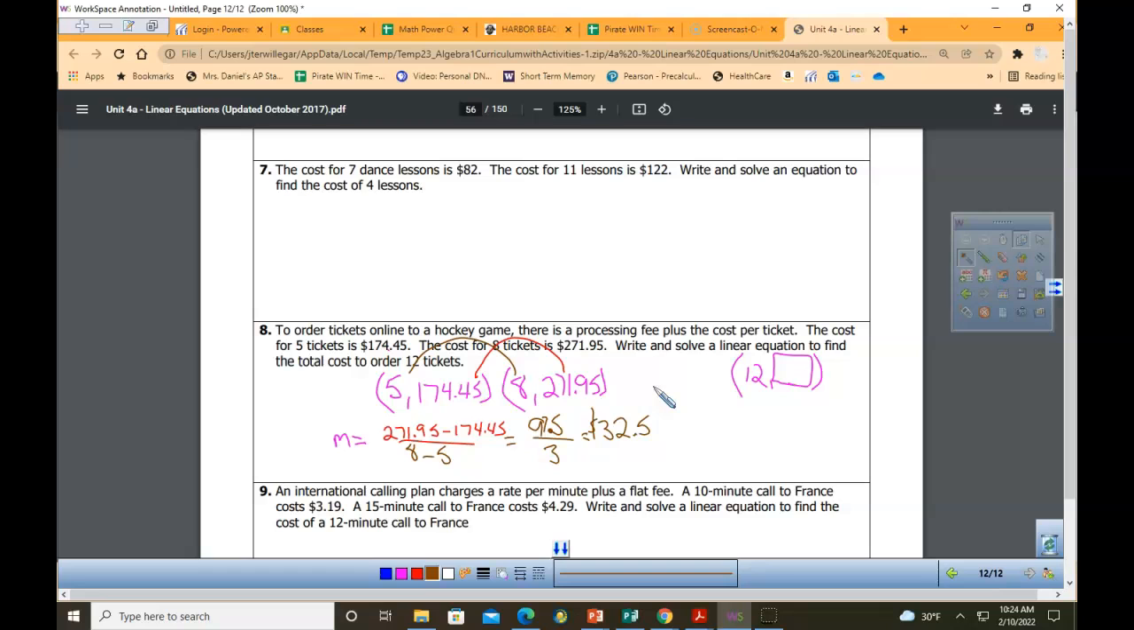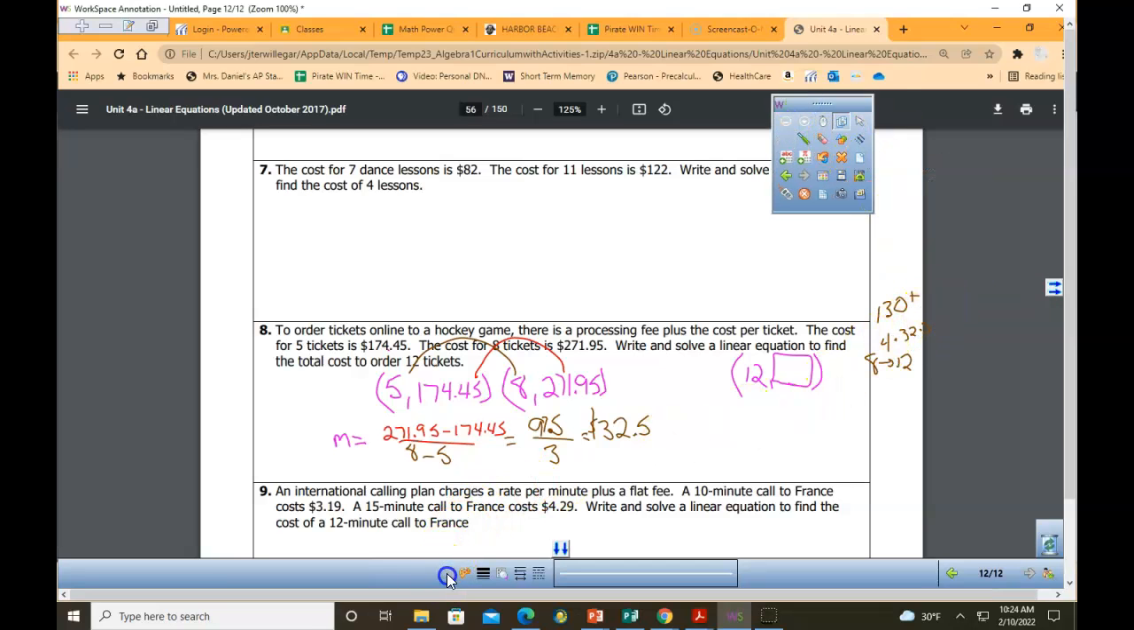So now once you have that slope, I know I keep saying this, you could say, when I go from 8 to 12 tickets, that's 4 more tickets, right? Each ticket's $32.50, right? So, sorry, give me a second. You spent $130 more to buy 4 more tickets. So take that $130 and you add it to how much the 8 tickets were, which was $271.95, and that would give you your $401.95, which is the answer.